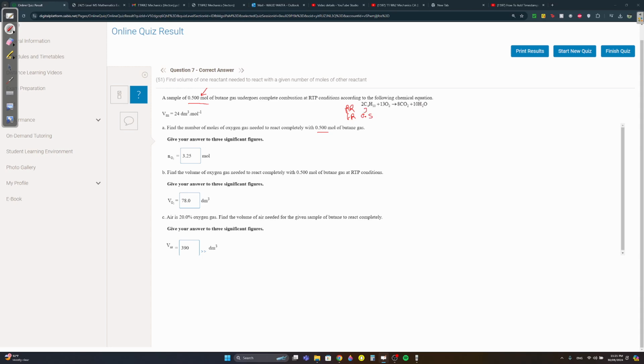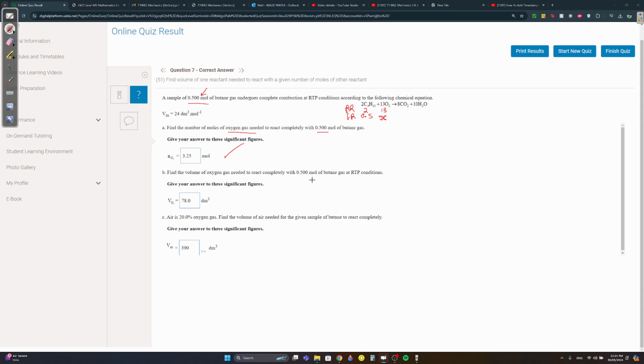In the reaction, how much is it? It's 2, right? What do they want? They want moles of oxygen gas, so you go to O2. We know in the reaction it's 13, but do we know how much is in the given? No, it's always X. Cross multiply, you're gonna get 6.5 times 2, 13. Divide by 2, yeah, 3.25.